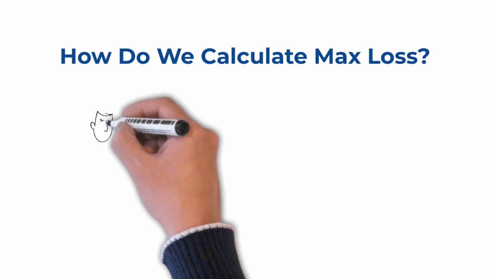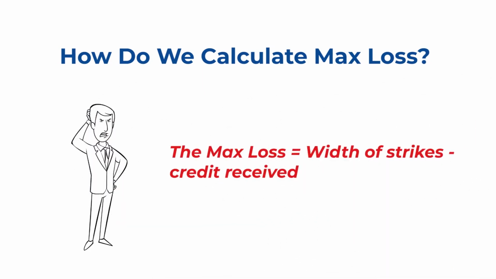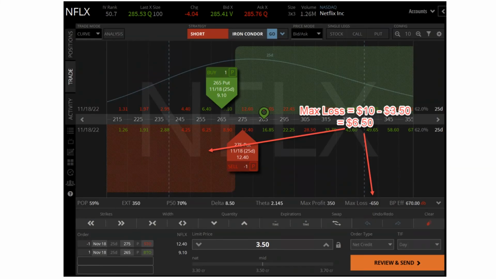How do we calculate max loss? The max loss is the difference between the width of the strikes and the credit received. So in the Netflix trade, we sold a $10 wide spread and collected $350. Our max loss is $10 minus $350 or $650. So you may ask, why would we risk the $650 to put on a trade that only has a max profit of $350? It's because it roughly has a 65% probability of profit.